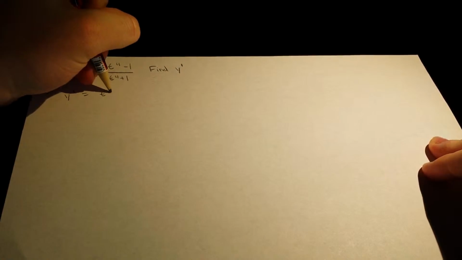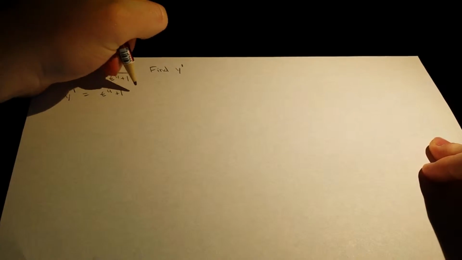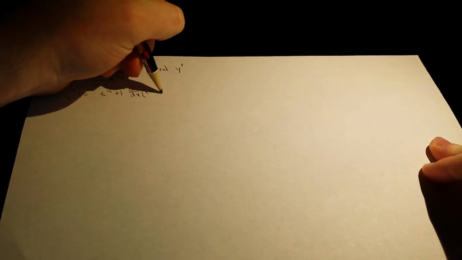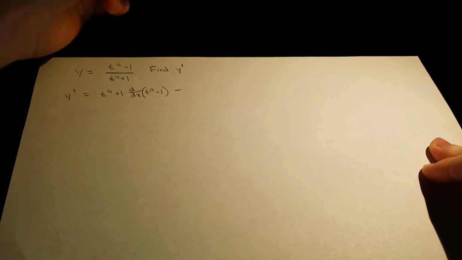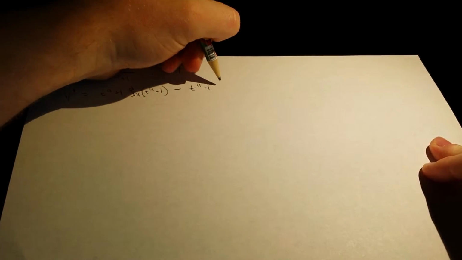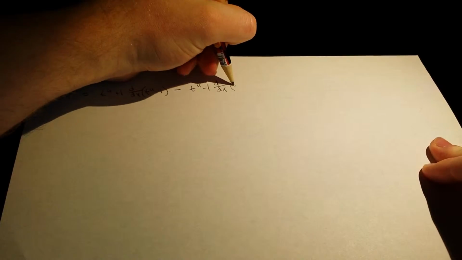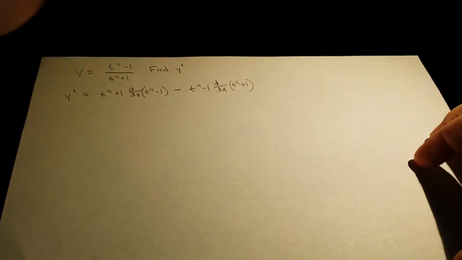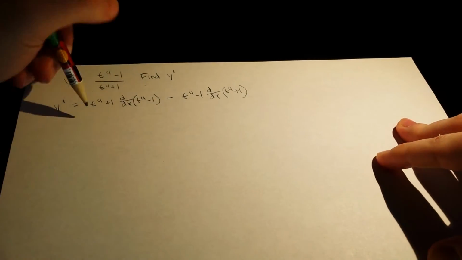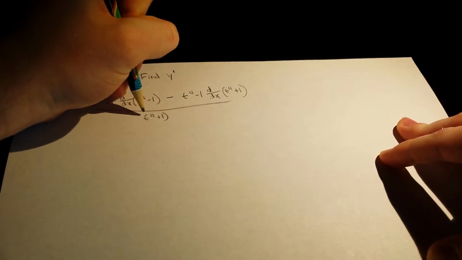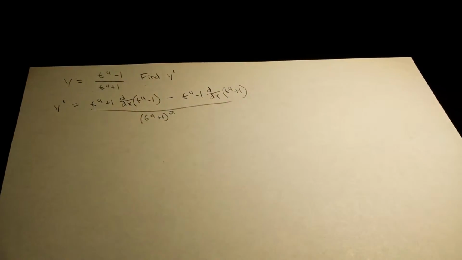So we'll have t to the fourth plus 1 times the derivative of your second term, which is t to the fourth minus 1. And that's subtracted by your second term, t to the fourth minus 1, times the derivative of t to the fourth plus 1. And that's all going to be divided by t to the fourth plus 1 squared.